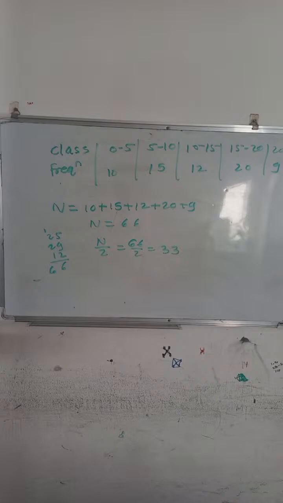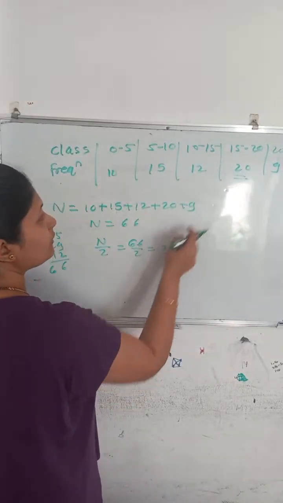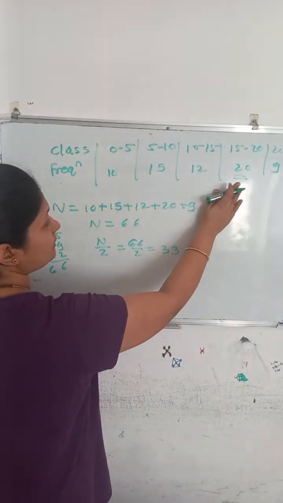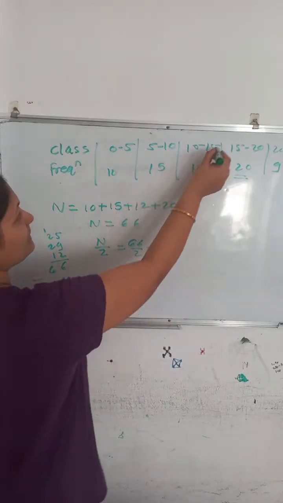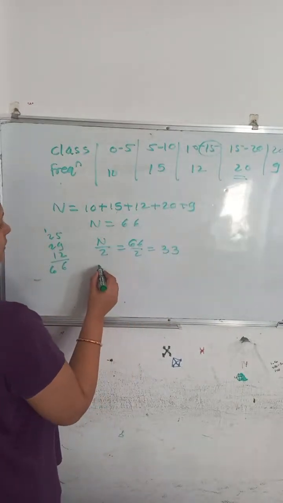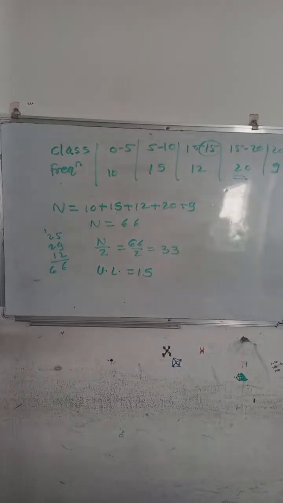Yes. This is 33, no? 33, which is nearly equal to 20. Means we are taking the value less than this 20, but we are taking a previous class. So here in the previous class, this is the upper limit, no? So the upper limit is nothing but what here? 15. Okay, so this is the answer. Chalo, write down the next question.